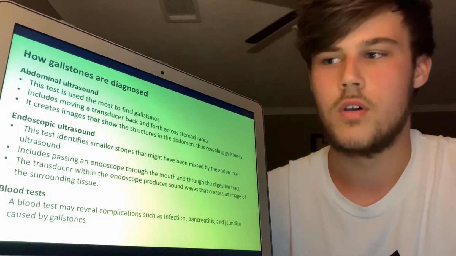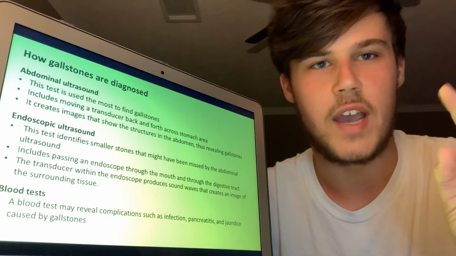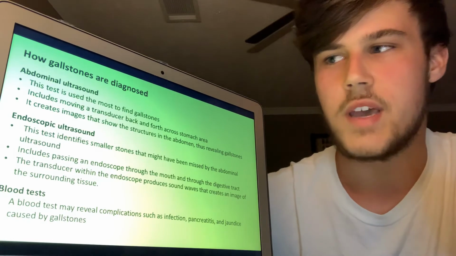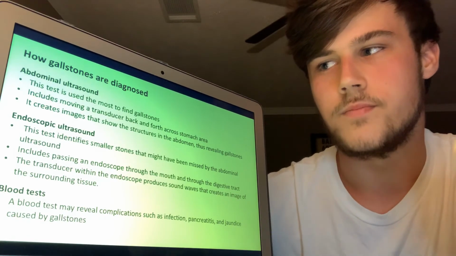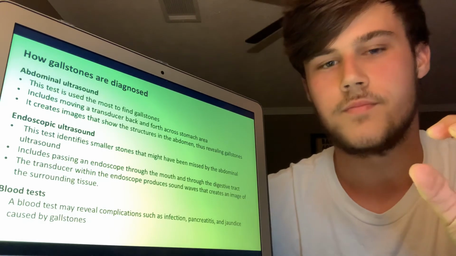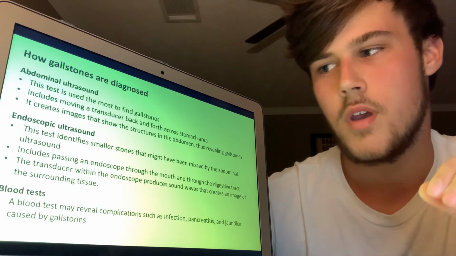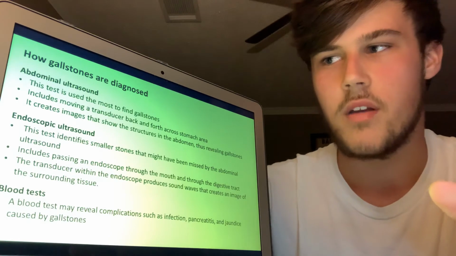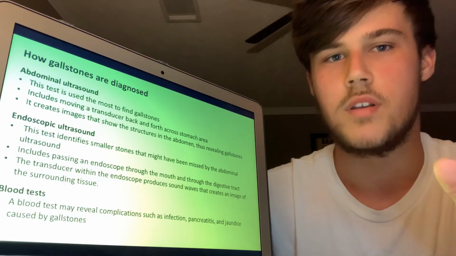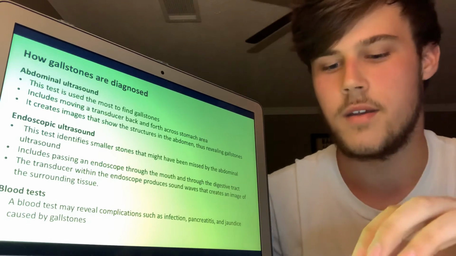Okay, so the gallstones are diagnosed in two main ways. One is an abdominal ultrasound. This is the test that most people use. It moves a transducer back and forth across the stomach area, and it creates images that show the structures in the abdomen. So if there was a gallstone, it would find it.